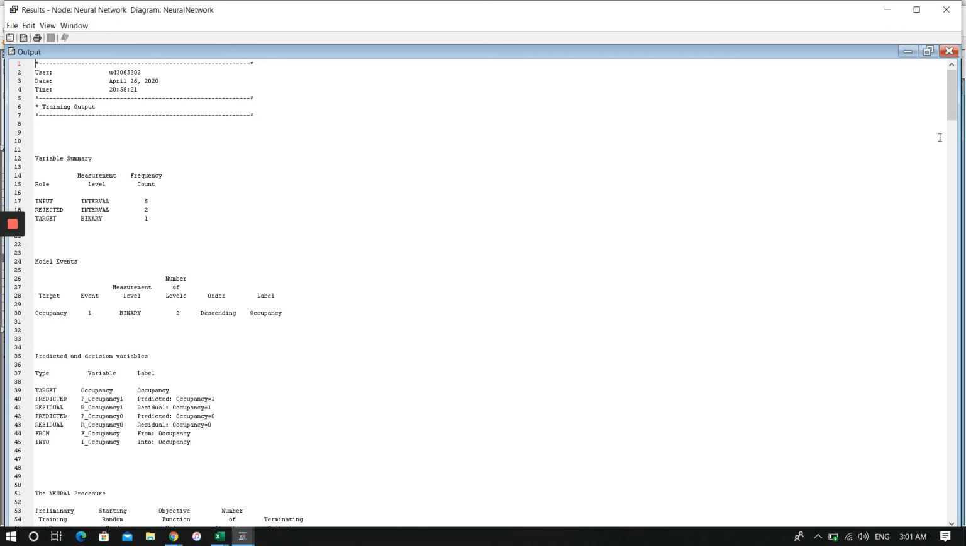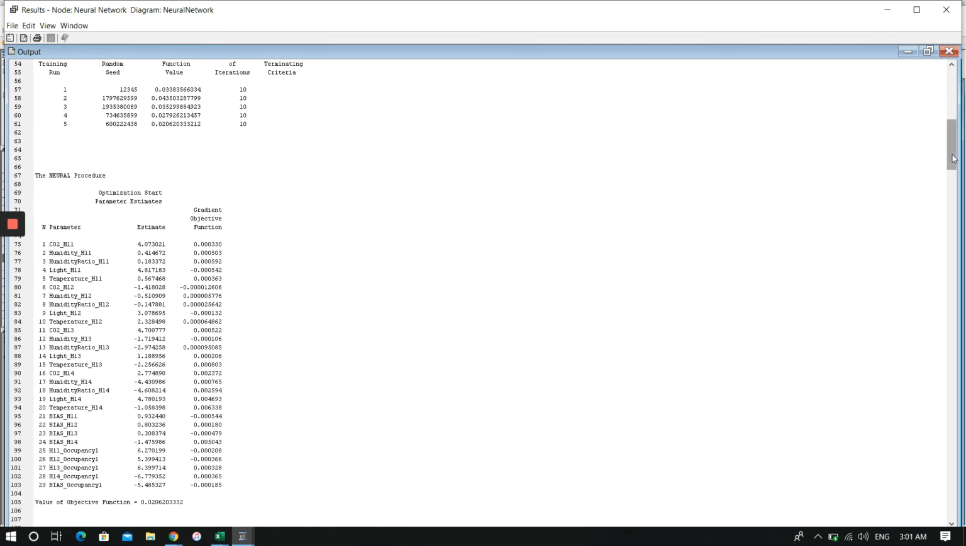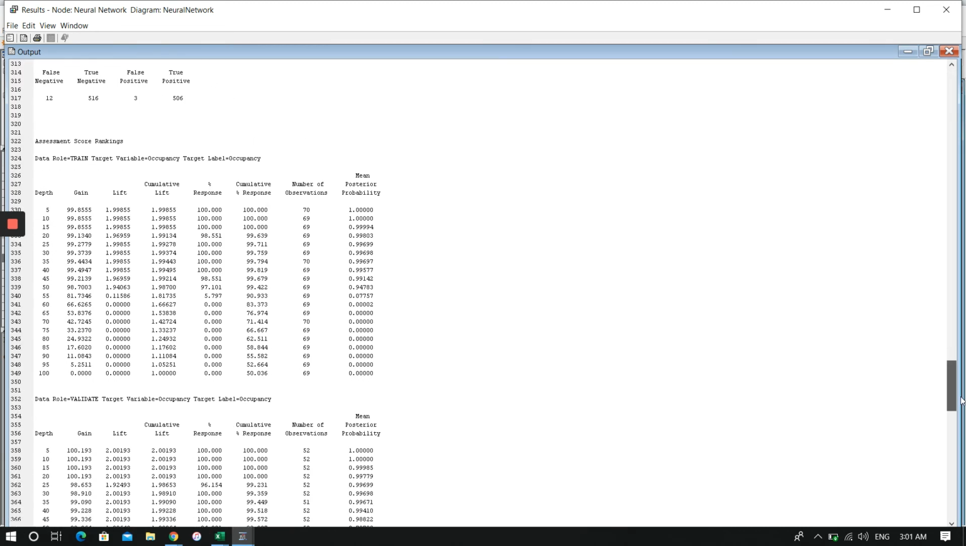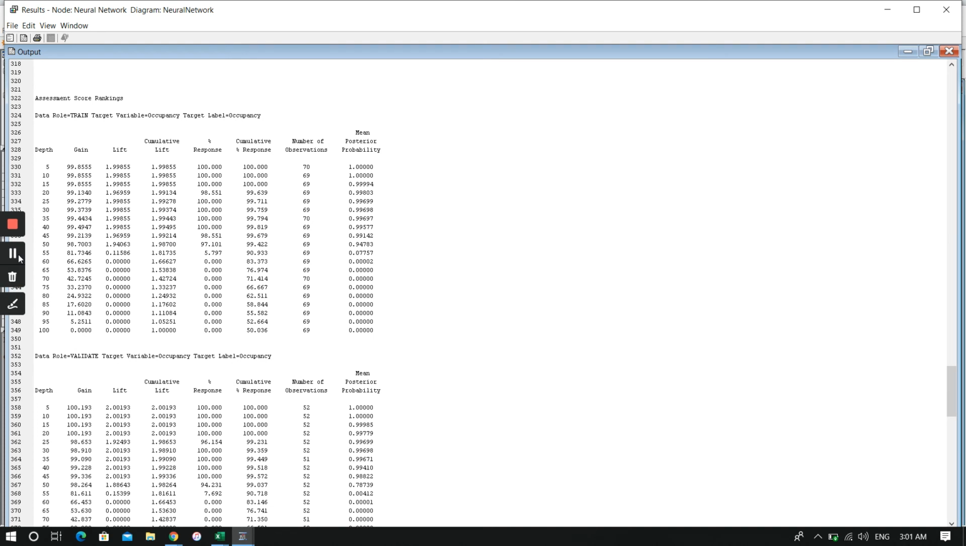So we cannot just look at the misclassification rate. Generally, the misclassification rate is a percentage that explains how many times my model is wrong. So the lower it is, the better the model.